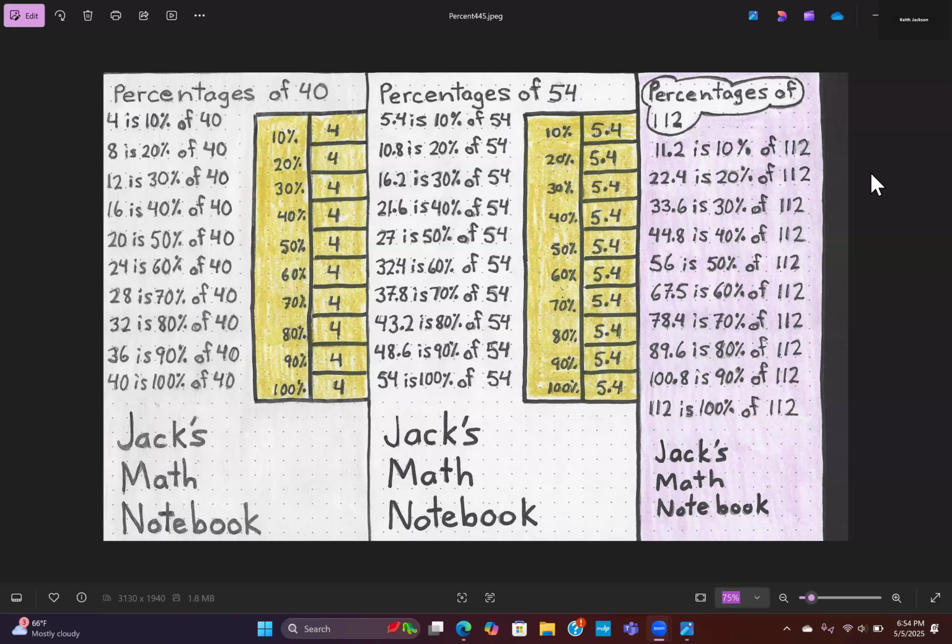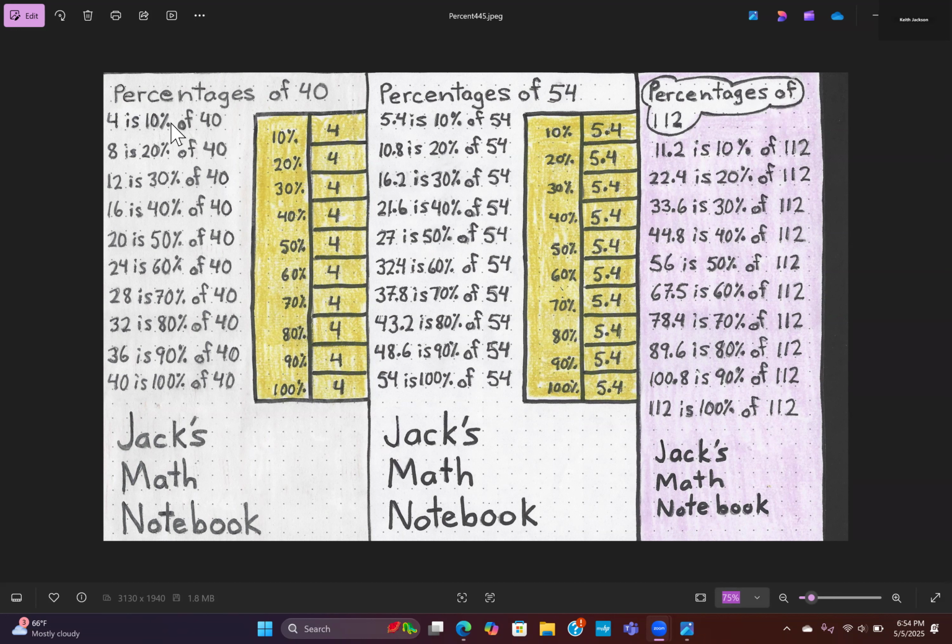Right now, we're going to get an understanding of percentages by following the benchmark 10%. And so let's take a look at the percentages of 40, the percentages of 54, and the percentages of 112. And let's go back to the percentages of 40 using that benchmark 10%.